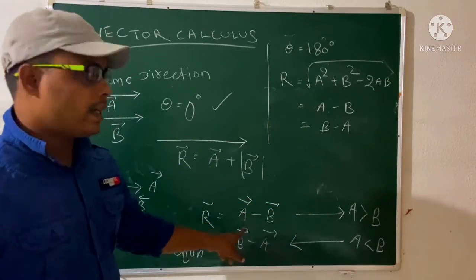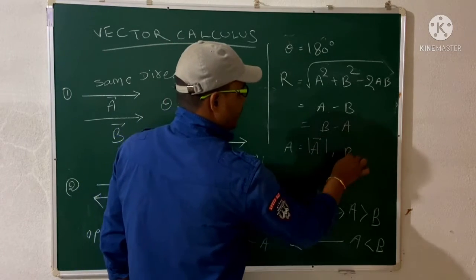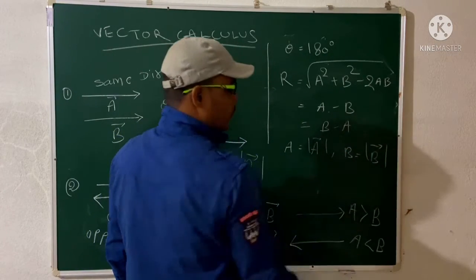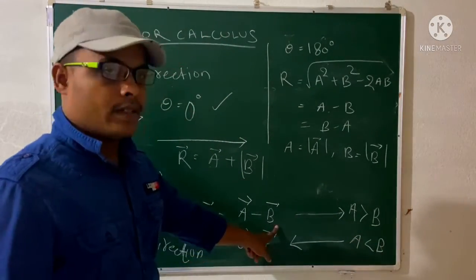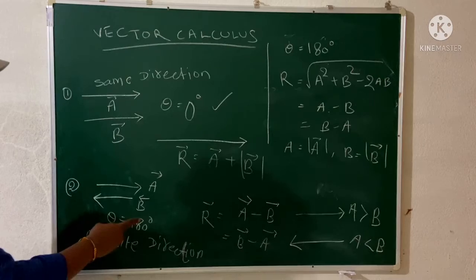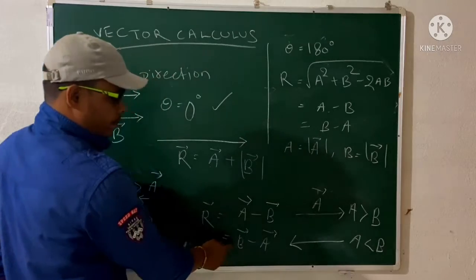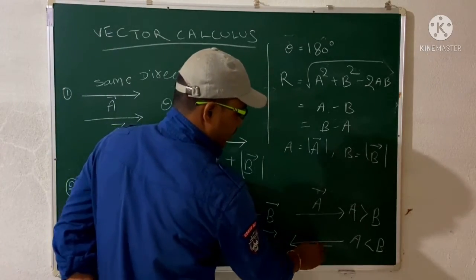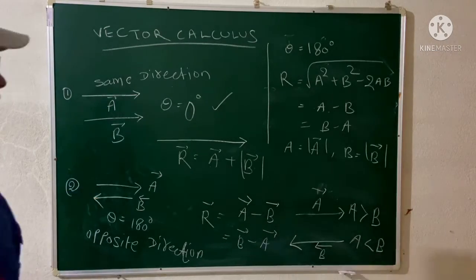A is nothing but the A vector magnitude, and B is the B vector magnitude, right? So we calculate the magnitude. Then if A magnitude is greater than B, your direction will be A minus B, and if A is less than B, then that will be B minus A. A minus B means the resultant is moving in the A direction, and if B minus A, then the resultant is moving in the B direction. So this is the direction and the magnitude for theta equal to 0, that is the same direction, and for the opposite direction, theta equal to 180 degrees. Then that is your resultant answer, right?